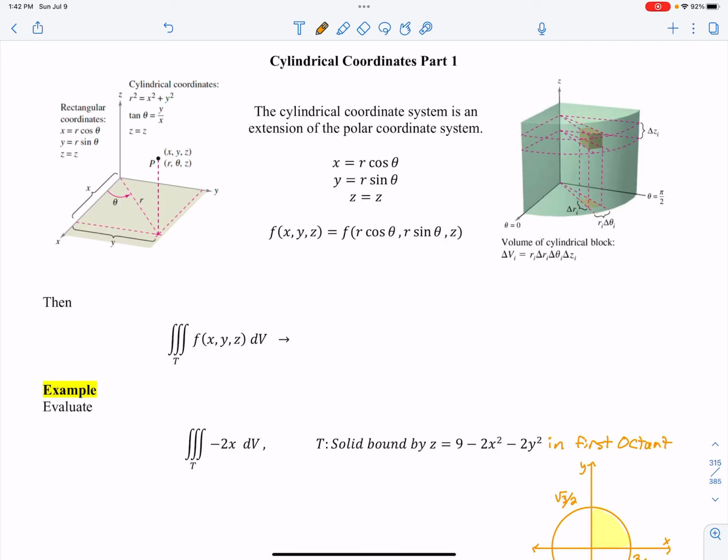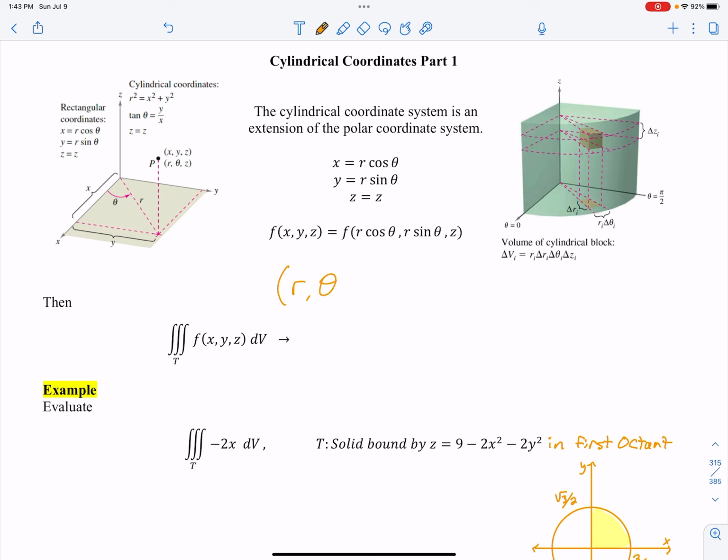This video will begin our discussion of cylindrical coordinates. We're going to end up integrating over this, so let's discuss what the system is. This system is just an extension of polar. Remember, polar is, we had two points. We would have r, and then we'd have theta.